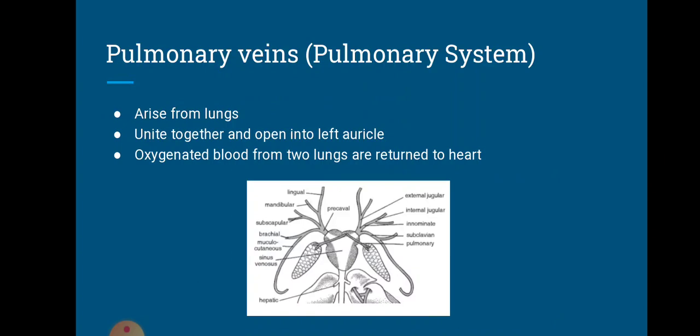Pulmonary veins. These are the veins which form the pulmonary system. These veins arise from the lungs. They unite together and open into the left auricle of the heart. Oxygenated blood from the two lungs is returned to the heart through these pulmonary veins. And these are the only veins which carry oxygenated blood. All other veins of the venous system carry deoxygenated blood.